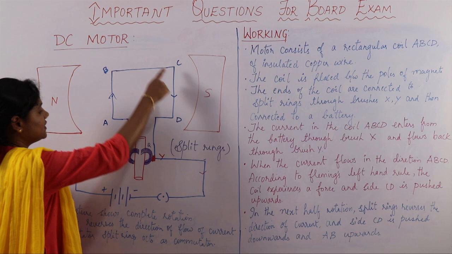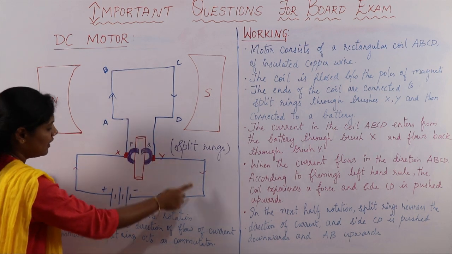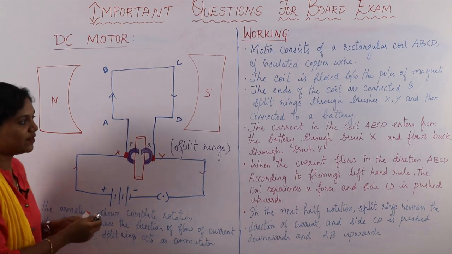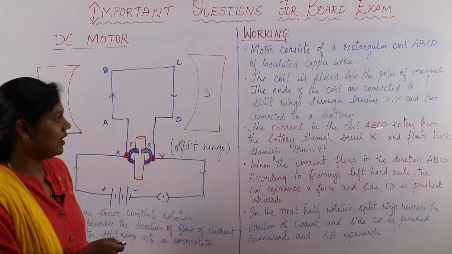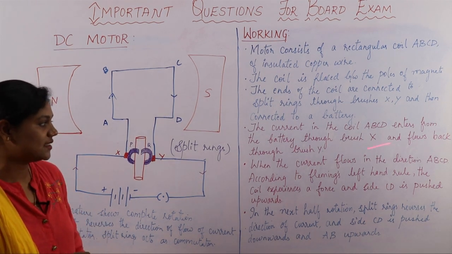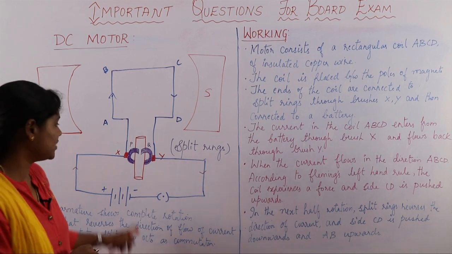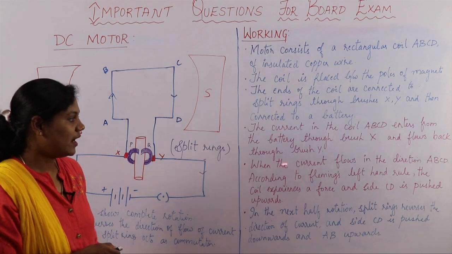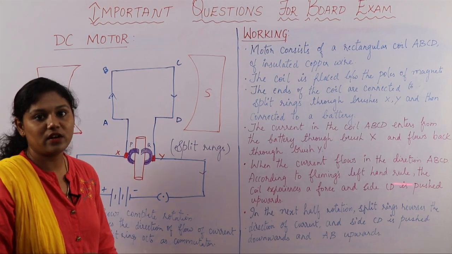It goes like this and comes back through Q and Y and reaches the battery back here. So this is the direction of flow of current. That's what I've written here. The current in the coil enters from the battery through brush X and flows back through brush Y. X takes it and Y gets it back. Got it? And now you are trying to explain what actually happens.